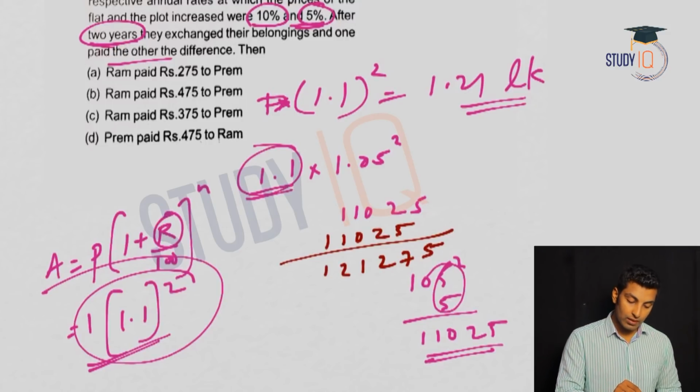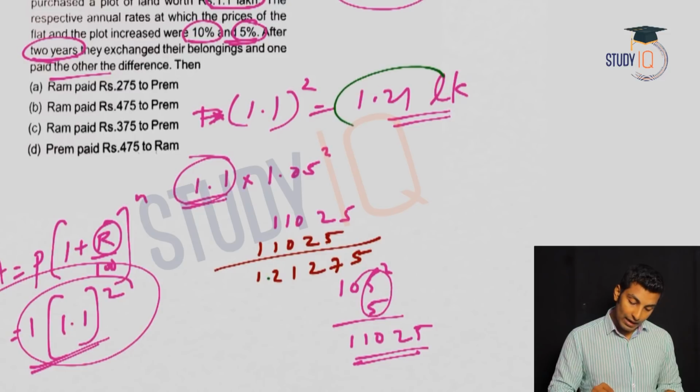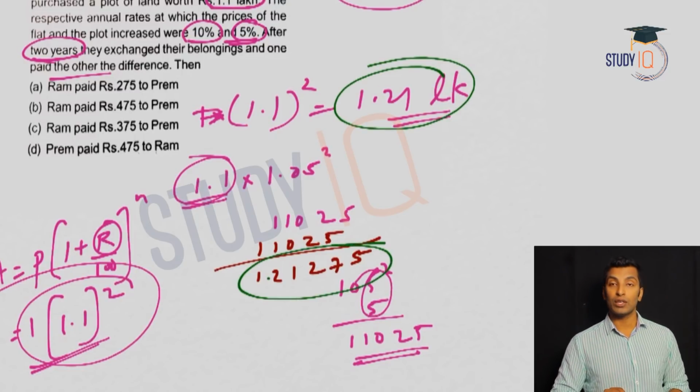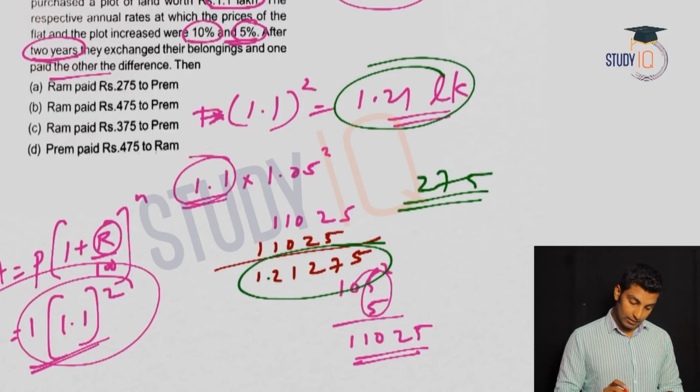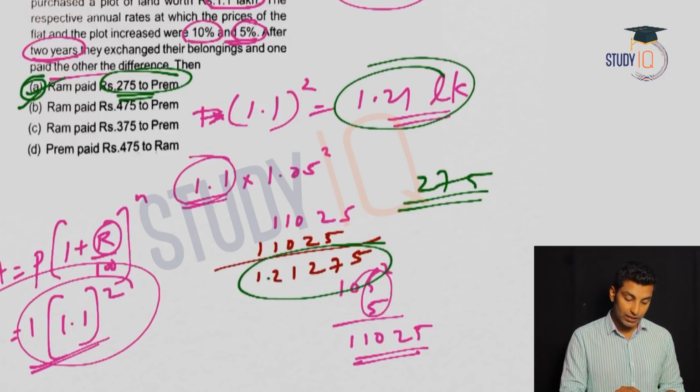Now definitely you know this is just greater than 1 lakh, so you can write it like this: 1,21,275. So here 1,21,000, here 1,21,275. So how much extra? 275 extra. So Ram paid the remaining 275 to Prem. The answer for this question is A. Very simple question, I hope you understood this.